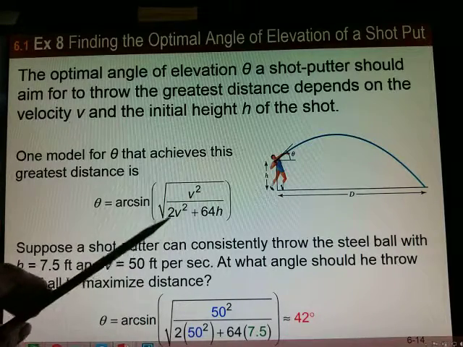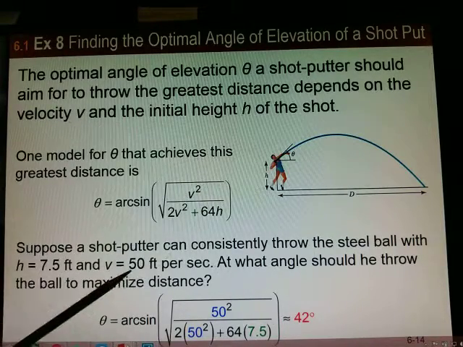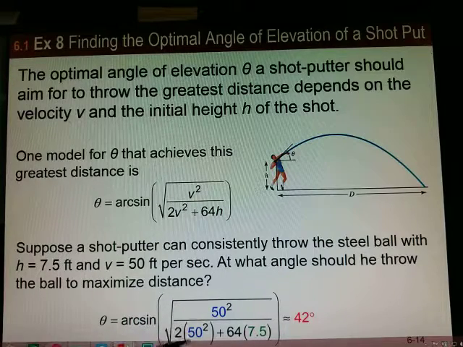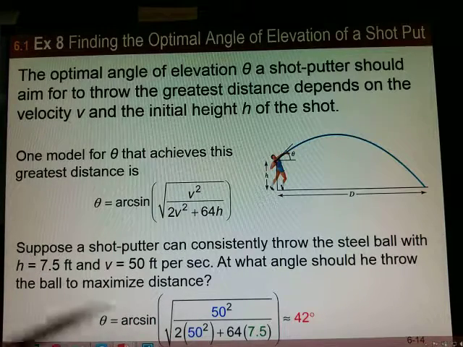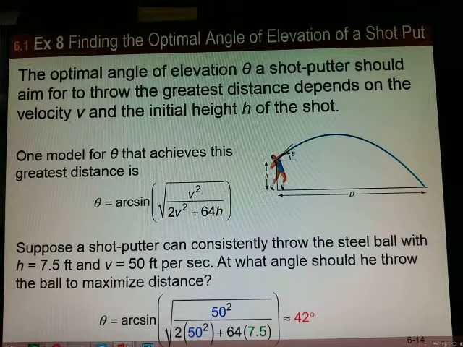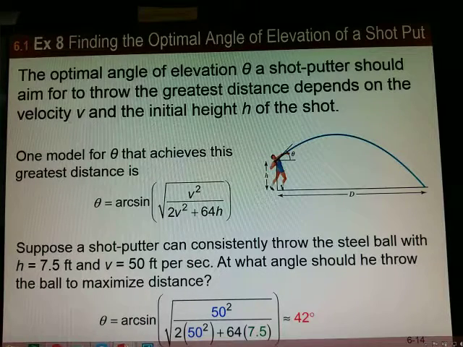So we plug it into this formula. We're going to take that velocity and we square it, divided by 2 times the velocity squared plus 64 times the height. The best advice I can give you is to type in just what's on the inside. But when you do type in what's on the inside, please make sure you do the entire denominator in parentheses. If you don't, you will end up getting this answer incorrect.